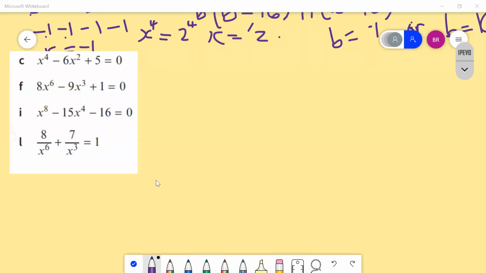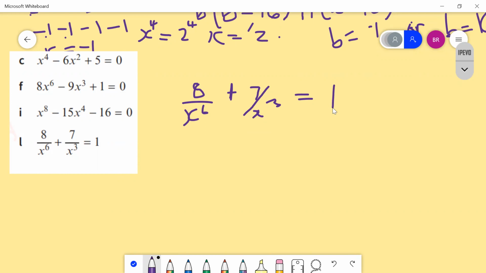Right, this is my next video where I'm going to be talking again about the complex quadratic equations. So I have 8 over x to the power of 6 plus 7 over x to the power of 3 is equal to 1. This is a bit tricky if you're not careful, but let's just look at it quickly and see how we can solve it. There are several ways we can solve this one.